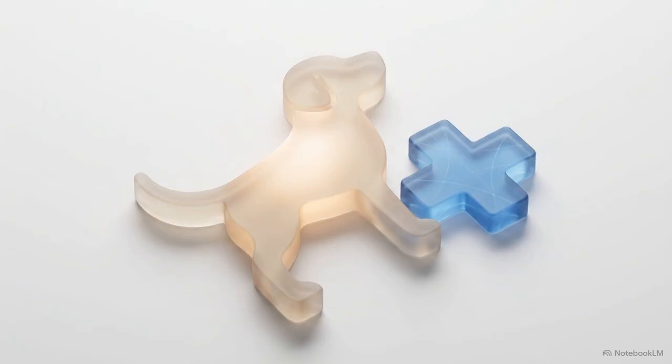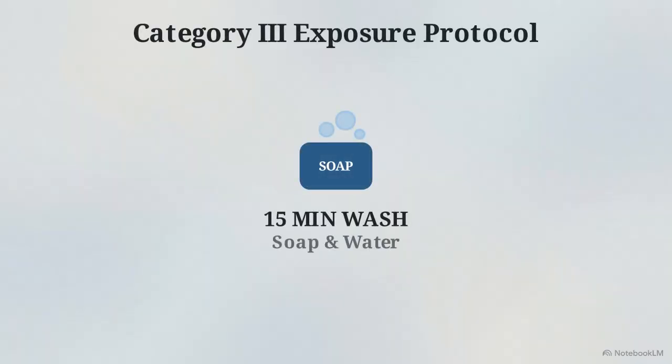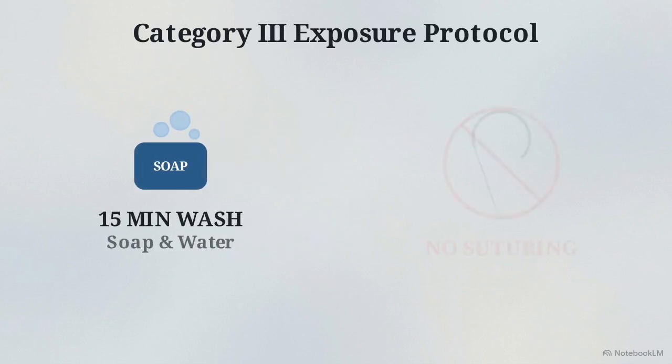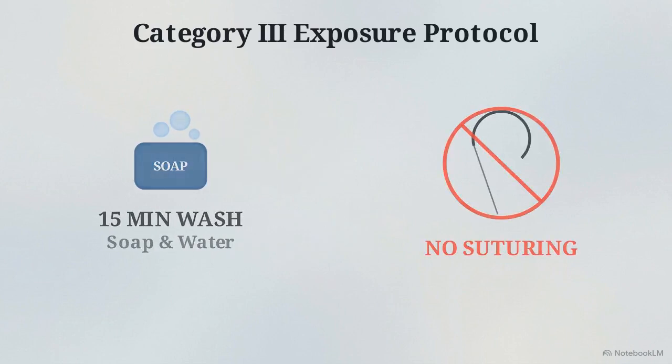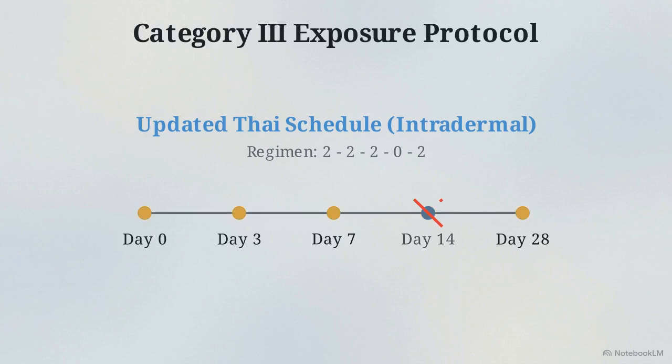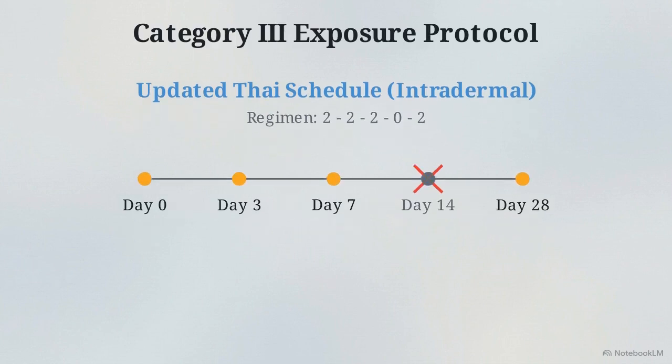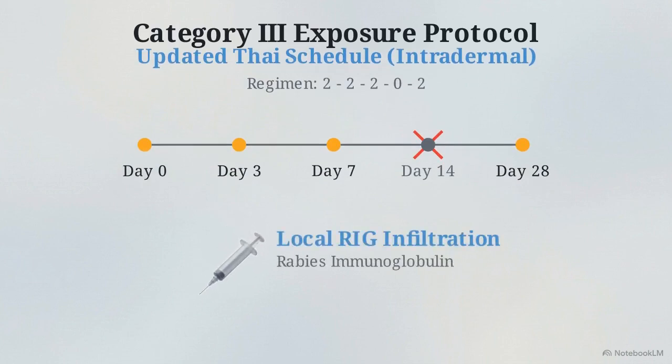The National Rabies Control Program is attempting a similar feat, targeting zero dog-mediated deaths by 2030. For Category 3 exposures, begin with a 15-minute wound washing with soap and water. Suturing is absolutely contraindicated. This is followed by the intradermal updated Thai Red Cross (TRC) vaccine schedule on days 0, 3, 7, and 28, plus local rabies immunoglobulin infiltration into the wound. Achieving a zero-death target relies entirely on flawless, immediate clinical protocols executed the moment a patient walks into a primary care center.